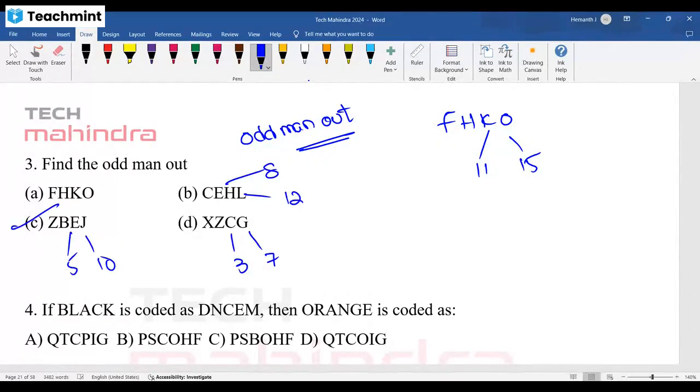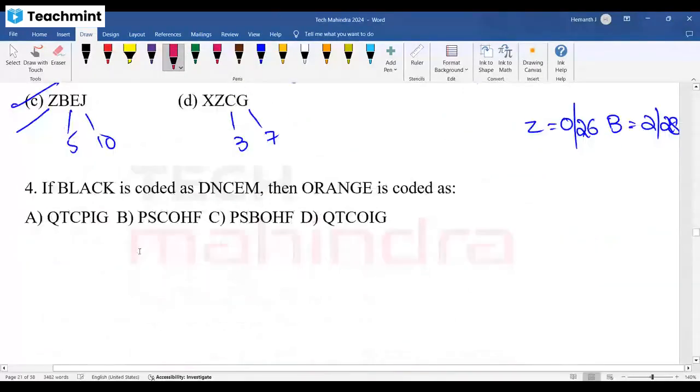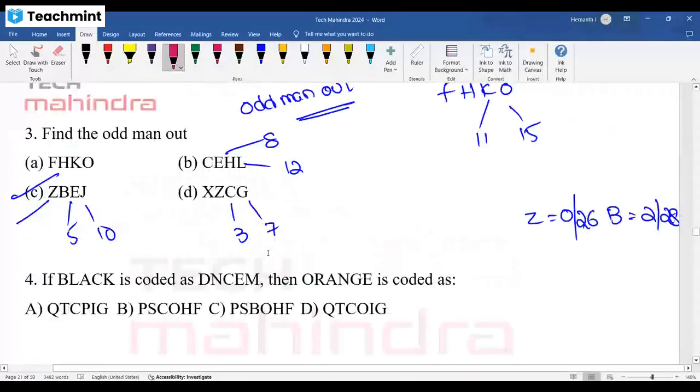You can see first 2 letters, last 2 letters likewise. Here, if you observe the first 2 letters, Z is 0. Z can be taken as 0, B can be taken as 2 or 28 also. Z can be taken as 0 or 26. That is required. Don't fix that Z is always 0. You can use those. This is the odd man out. Definitely you can find one question related to that. And coding and decoding. People are thinking the one above is also coding and decoding. It's actually odd man out.